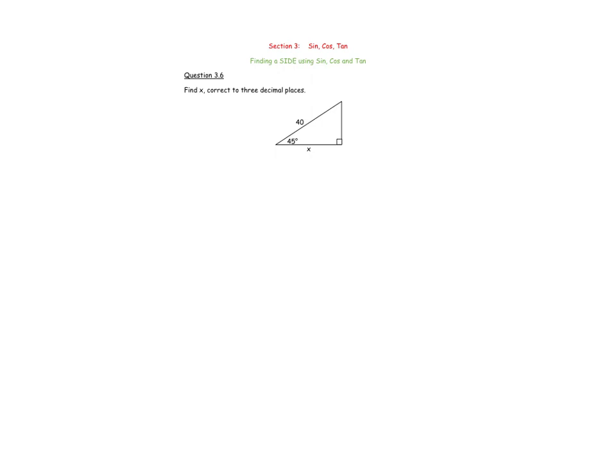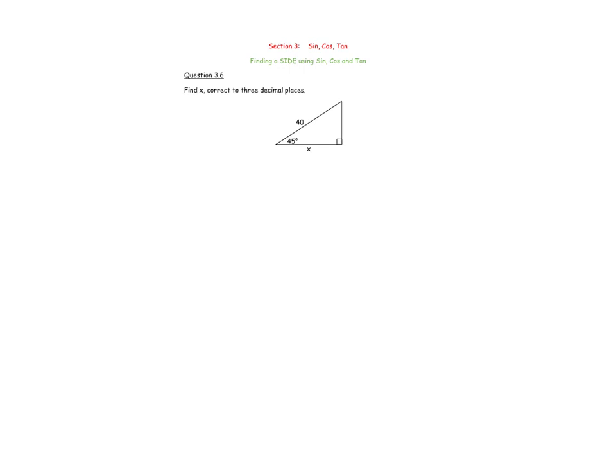This video is the next video in trigonometry. It is looking still at section 3, which is all about sine, cos and tan. And in this particular video, we're going to look at finding a side using sine, cos and tan. So the best way to know how to do this is just by going through a few examples.